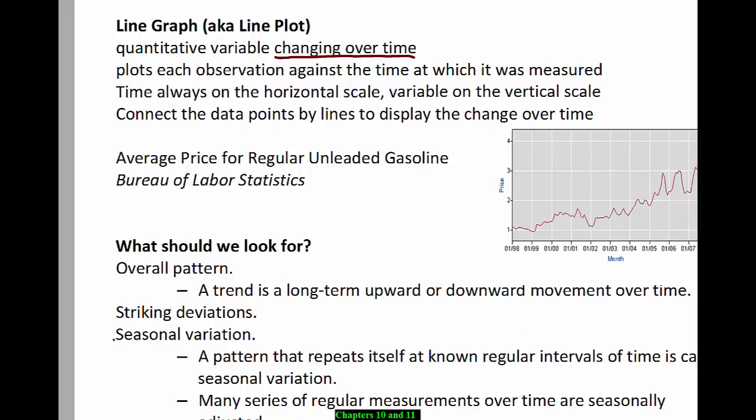Seasonal variation is a pattern that repeats itself at known regular intervals, and we adjust many regular measurements for seasonal variation, like unemployment. It's definitely adjusted around Christmas time because our employment numbers would be inflated at Christmas because of all the seasonal workers. Do we have seasonal variation on our example of a line plot? Yes. These are the little fluctuations that happen regularly, likely due to the fact that prices usually go up in the summer and down in the winter.